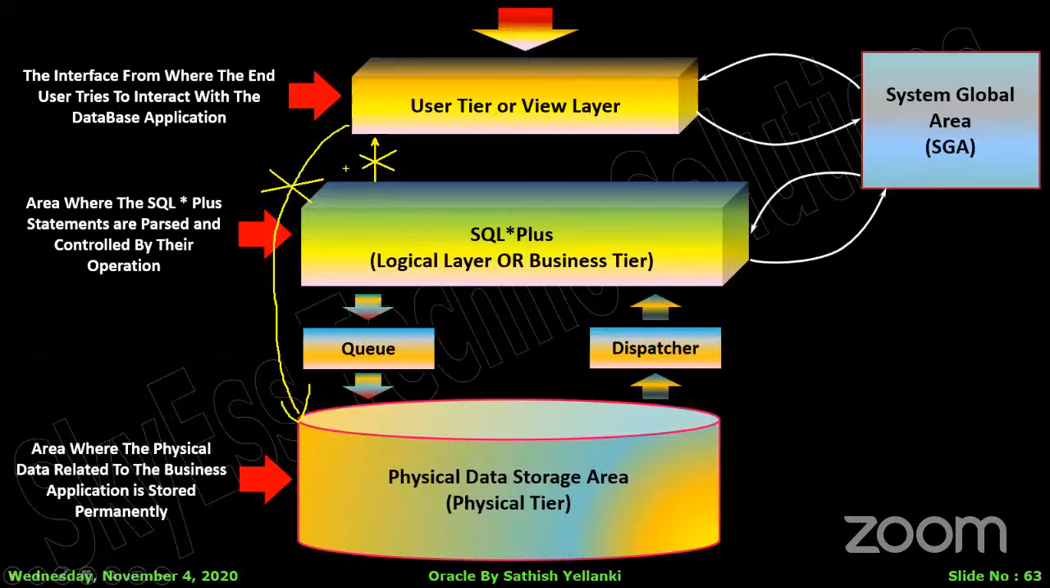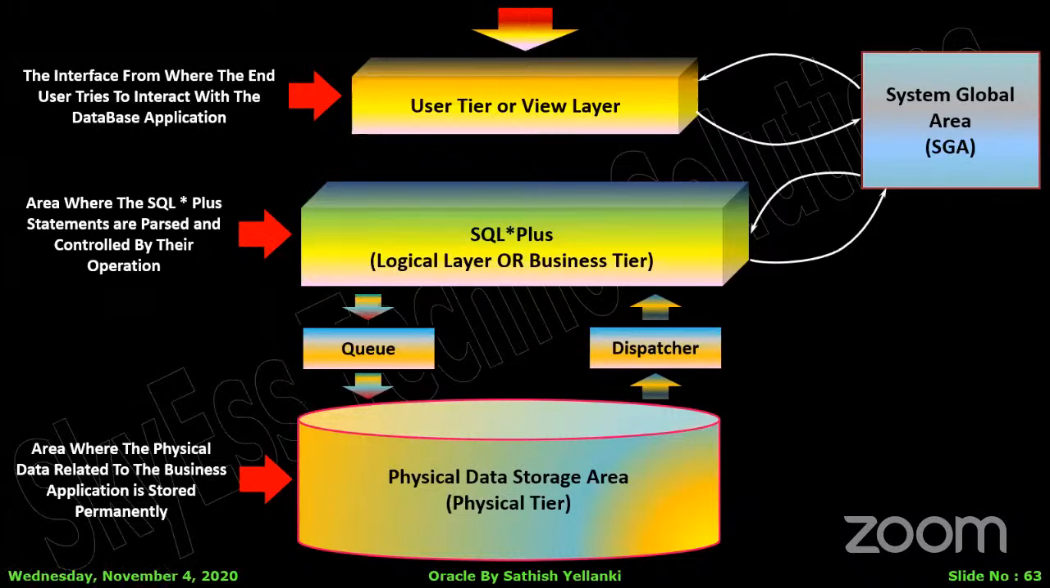Now, this physical tier, whatever you are trying to see, once it returns the data through the dispatcher to your SQL Star Plus environment, it makes the data become a copy in the SGA, and then the SGA returns that particular data to your user tier once again. Am I clear with you? And this is a continuous cycle that will be happening within your Oracle database, even if millions of users are getting connected in Oracle.